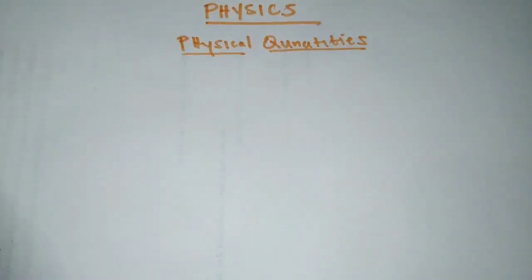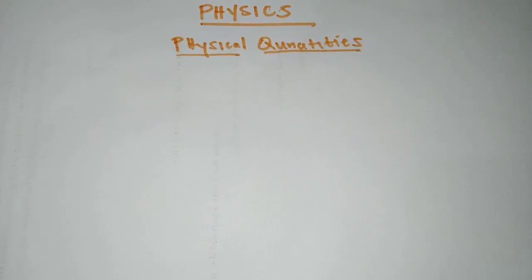So here in this video, we're just looking at an introduction to physics. The first topic that we can look at in physics is physical quantities. This is the introductory part of physics. In physics we deal with measurements, different types of measurements, and these measurements we call physical quantities.